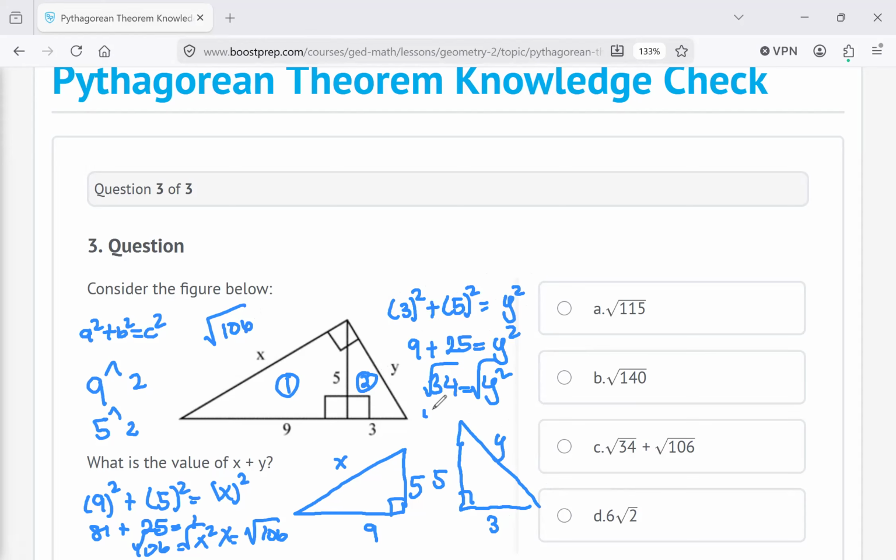Okay, so we found our y and we found our x. Our x is the square root of 106 and my y is the square root of 34. So they want to know what x plus y is. So x was the square root of 106 plus y is the square root of 34. And as you can see, they didn't simplify it, because I see my answer as C.